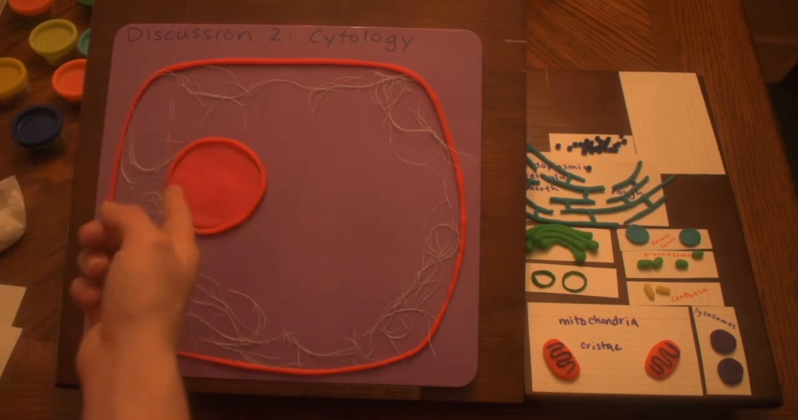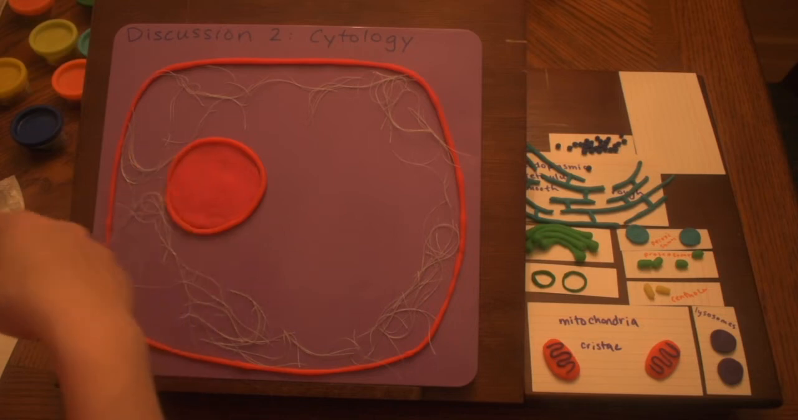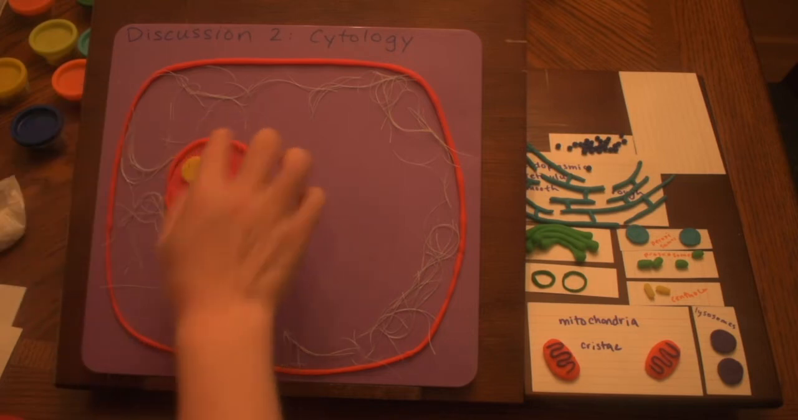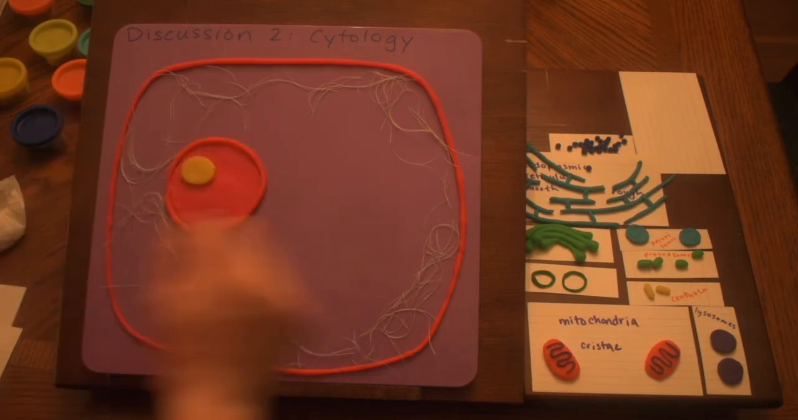So the material within the nucleus is called the nucleoplasm. It contains chromatin, which is composed of DNA and protein, and one or more nucleoli where ribosomes are produced.